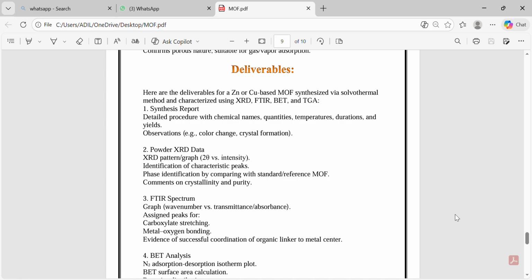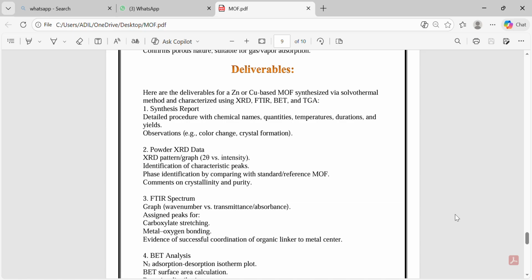We identify the peaks, compare them with a known MOF to check the phase, and comment on how pure and crystalline the sample is. Third is the FTIR spectrum, which is an infrared graph that shows which bonds are present, like carboxylate groups and metal-oxygen bonds, proving the organic linker is attached to the metal.